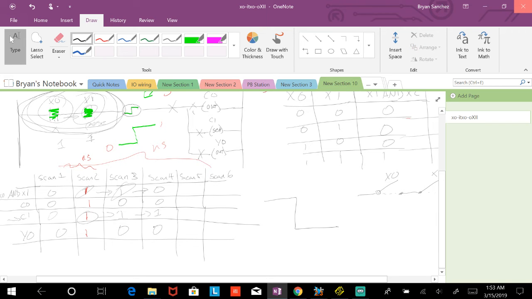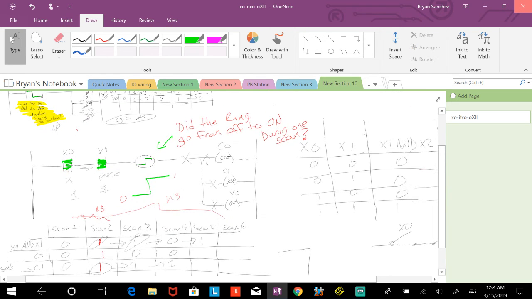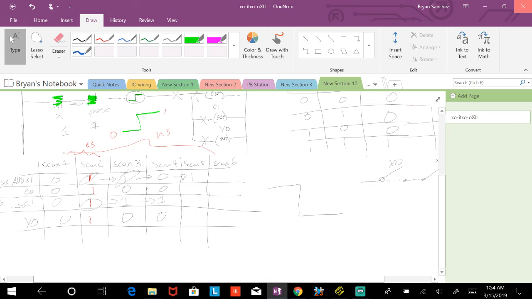It continues being 0. Now all of a sudden, my entire rung goes true. The question, did the rung go from off to on? From off to on. This is the symbol, off to on, right there. From off to on during one scan time? Yes. So C0 turns on, C1 stays on, and Y0 turns on.